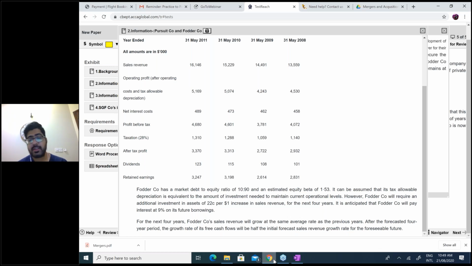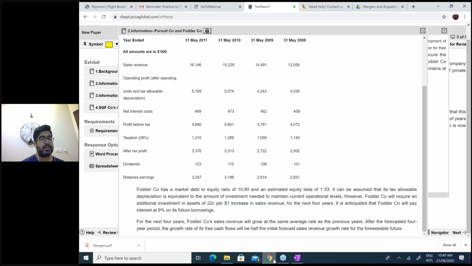So the amount of investment needed to maintain operations is working capital. Its TAD is working capital. However, Fodder will require an additional investment in assets of 22 cents per $1 increase in revenue for the next 4 years. It is anticipated that Fodder will pay interest at 9% on its future borrowings.